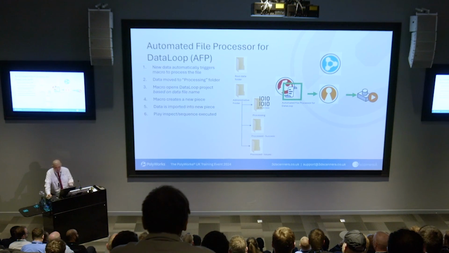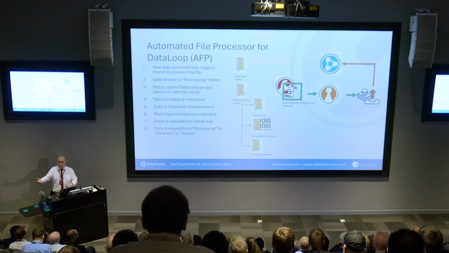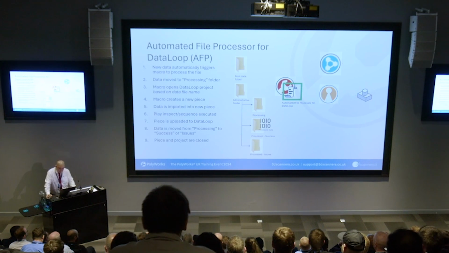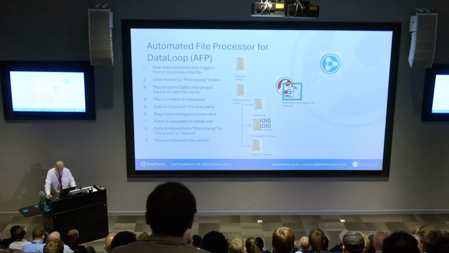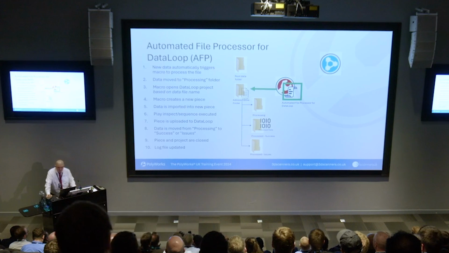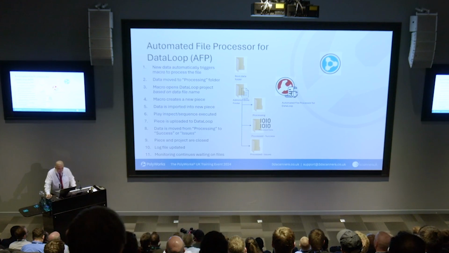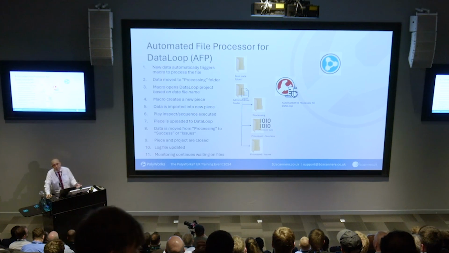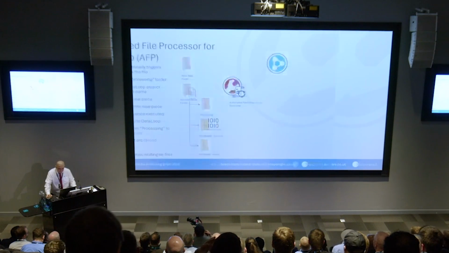import the data into that piece, and start the inspection sequence. Once it's finished, it uploads the results into DataLoop, and then shifts the data into either the success folder or an issue folder, depending on the results. It closes the inspection project down, updates a log file within the administrative folder, and then starts to monitor that same folder again, ready for the next scan to be dropped in.